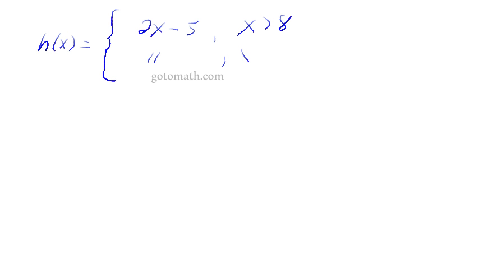What's the name of our function again? H of x. That's what it was. H of x is equal to, of course, this is the more traditional way of writing that, and we have 2x minus 5, x is greater than 8, and then, trying to remember, but I believe that last part was 11, and x is less than 8. We want to find the limit as x approaches 8 of h of x.